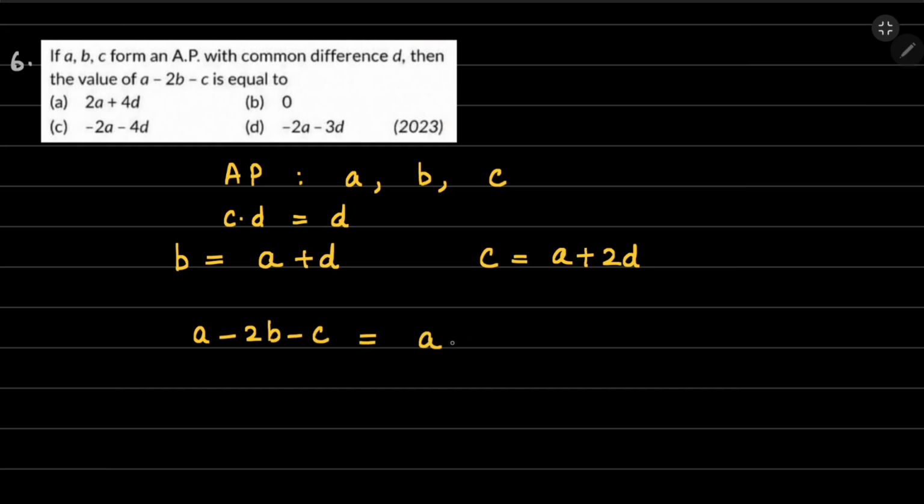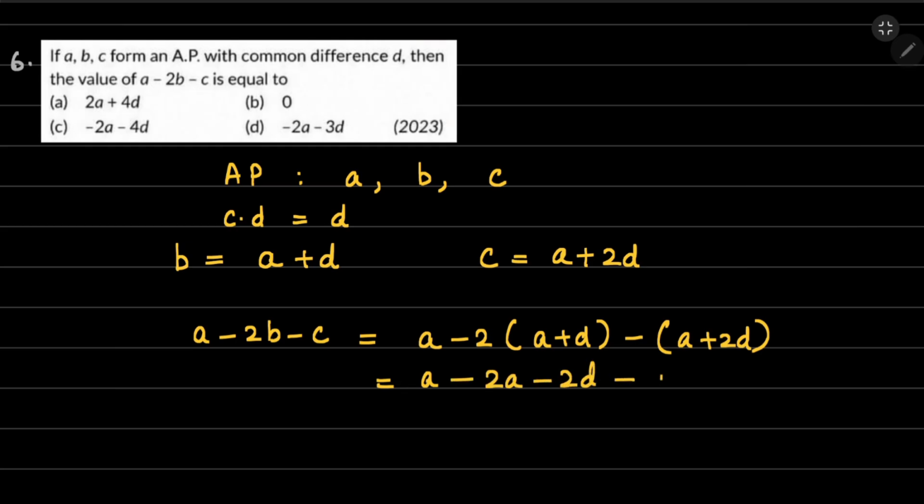So in place of A, let it be as it is, minus 2 into B. In place of B, you can write A plus D. And in place of C, we can write A plus 2D, and solve it. Because if you see all the options here, everything is in terms of A and D. So A minus 2A minus 2D minus A minus 2D.